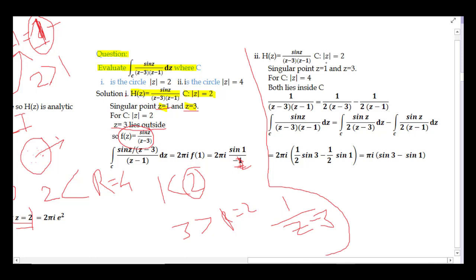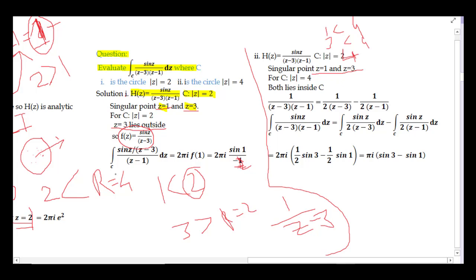Here mod of z equal to 4. For the second part, mod of z equal to 4, the circle is given to you. Singular points again same, z equal to 1 and z equal to 3. Both lie inside. How? If we put z equal to 1, 1 is less than 4. Then I will put z equal to 3, which is again less than 4. So this point also lies inside. So both points lie inside.